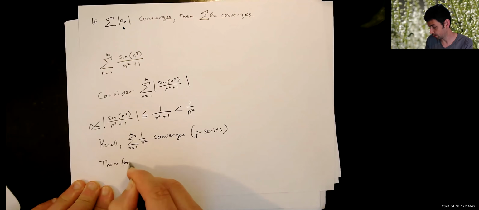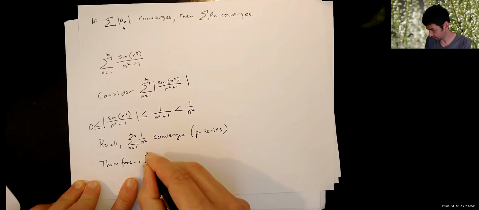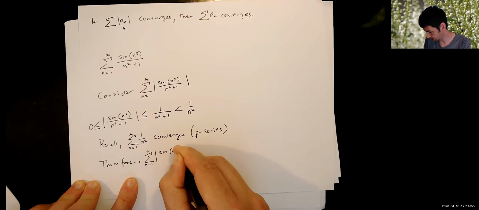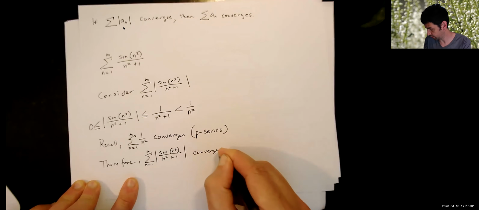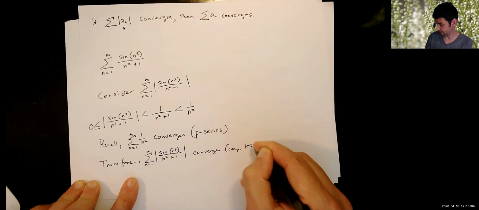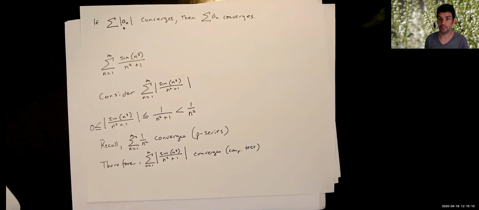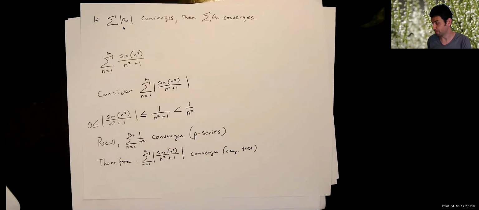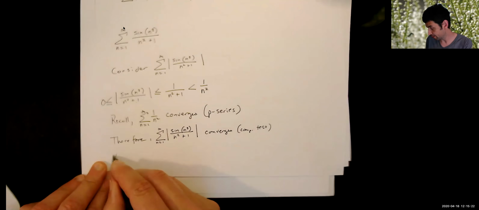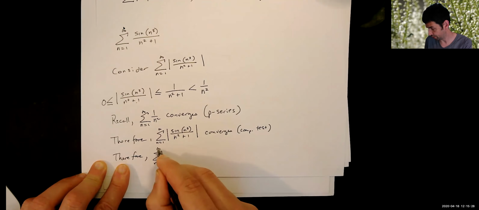Therefore, our comparison test tells me that this converges. Just write comparison test, because I'm comparing it to another series. Remember our comparison test, we had positive series where one was always less than the other one. Then if our series was less than a series that converges, we must converge, okay? Which means, therefore, again, the original series converges.